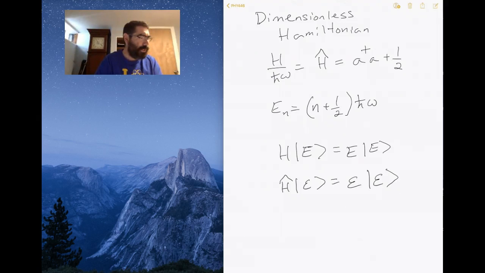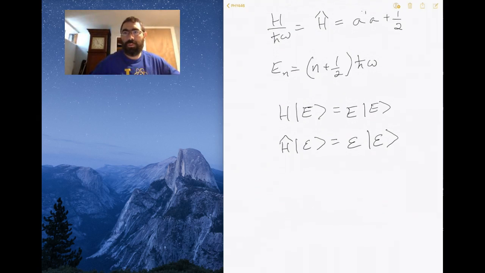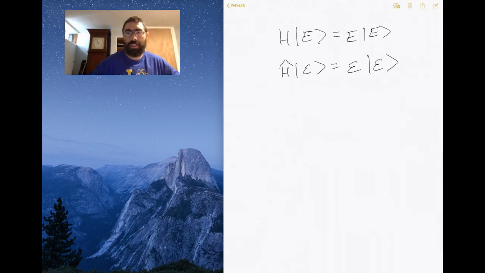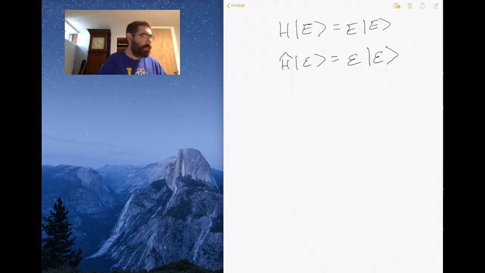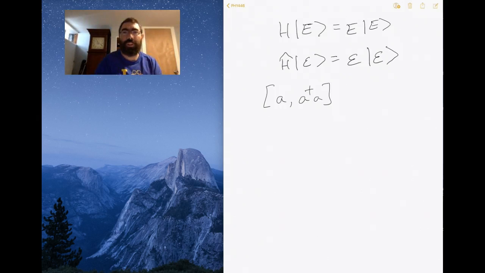And so, okay. What I'd like to do is a few more exercises with the operators A and A dagger. And one of them is, what if I take A and commute it with A dagger A? What would happen here? So before I solve this just by brute force, what I wanted to do was have a little bit of fun with commutation relations.